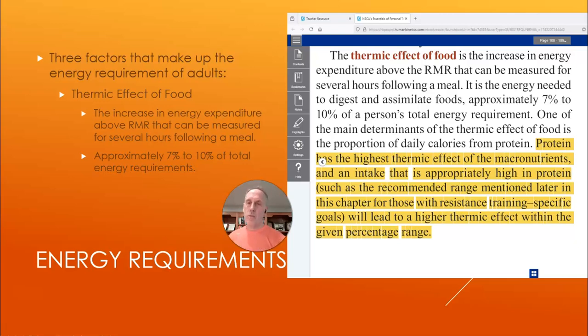And the third part is the thermic effect of food. To increase energy expenditure above RMR after we eat a meal would be the thermic effect of food. So you eat food and your body has to process that food, so there's a thermic effect. The total energy requirement to do that is about 7 to 10% of total requirements. But I will point this out too, that protein has the highest thermic effect of macronutrients, and an intake that is appropriately high in protein, such as we mentioned earlier in terms of grams per pound of body weight, will lead to a higher thermic effect within a given percent of training.